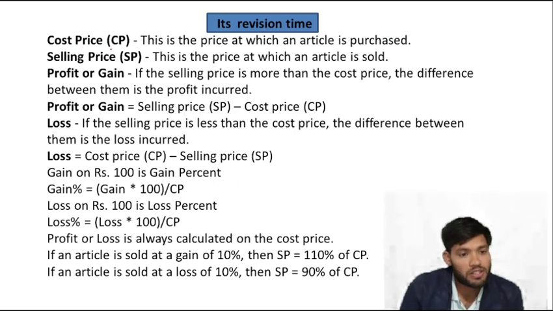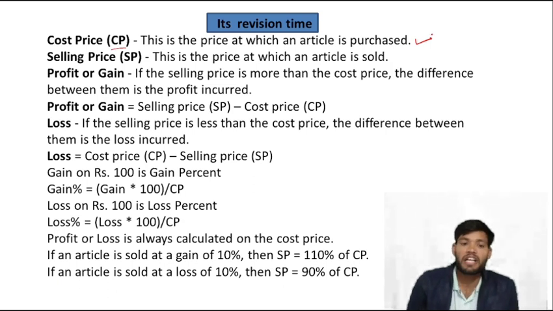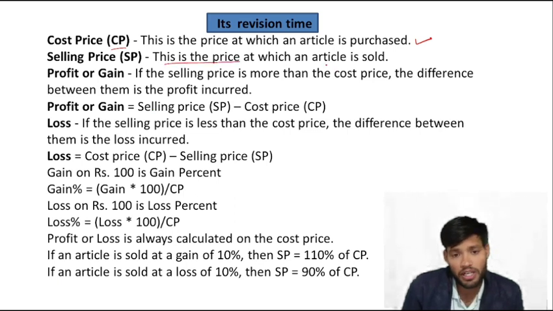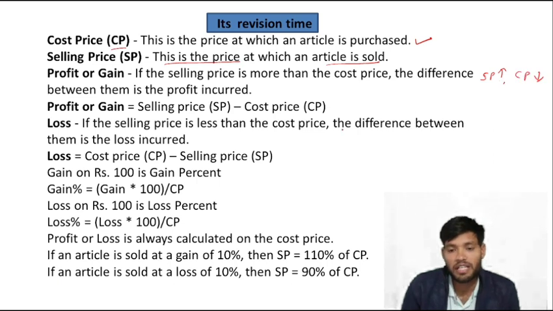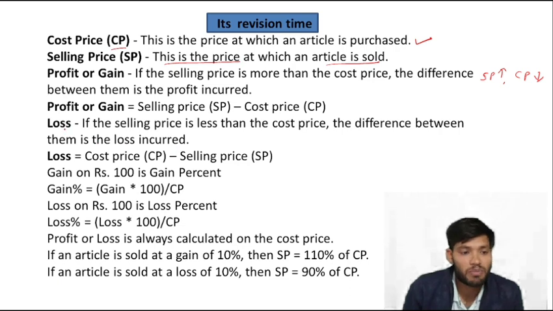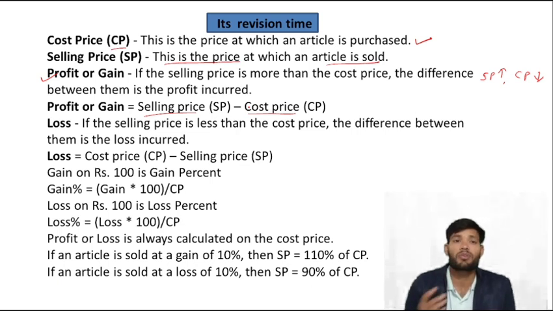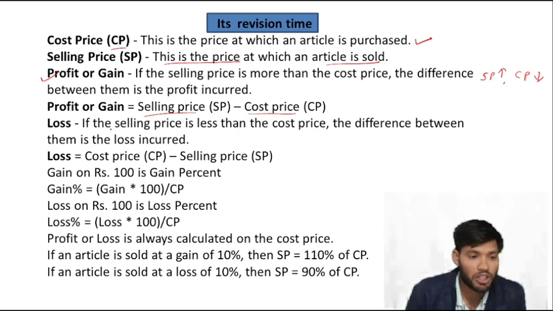What is cost price? The price at which an article is purchased is known as cost price. What is selling price? The price at which an article is sold. Profit or gain: if the selling price is more than CP, that is, CP is lesser than SP, then this is known as profit or gain. How can we calculate profit? When we subtract cost price from selling price, we obtain the profit.